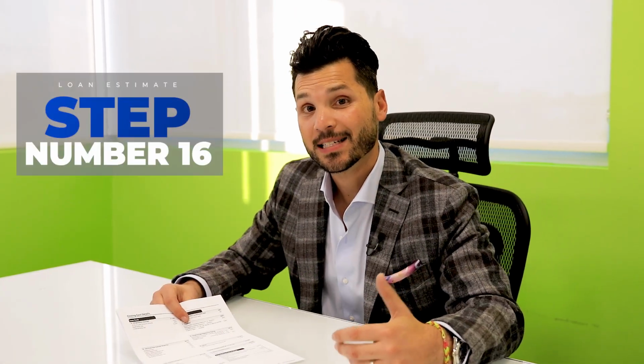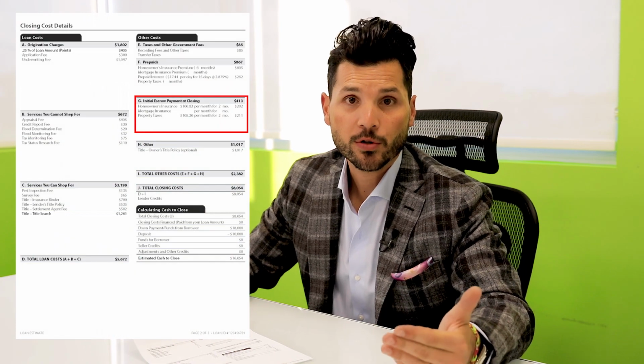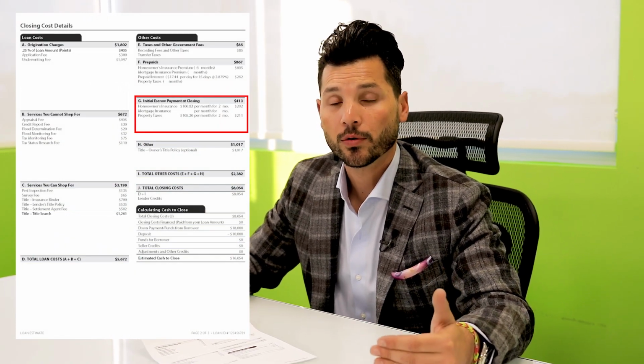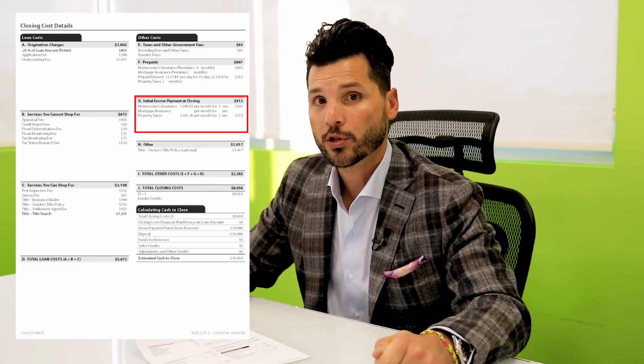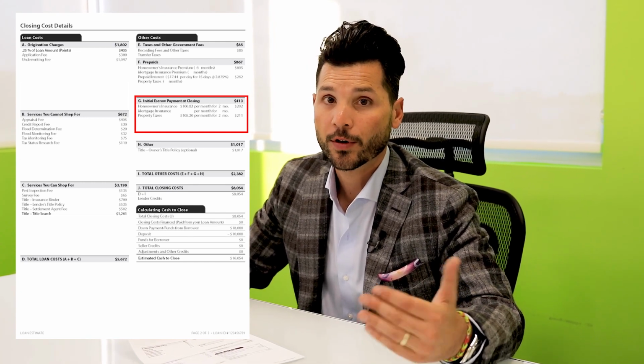Number 16, Section G of the loan estimate, page 2, your escrows. Now, an escrow account is an account that a lender holds both taxes and insurance in as you make your monthly mortgage payments and pays those bills once they're due. So at the time of closing, you need to establish your escrow account. It's usually going to require roughly 3 months of homeowners insurance and 4 months of property taxes.